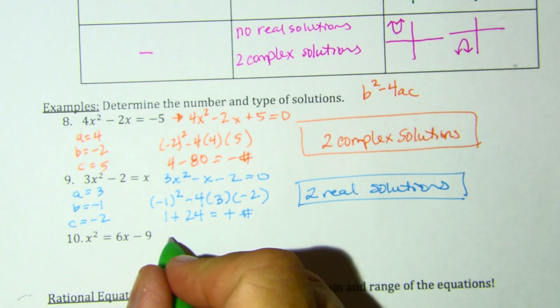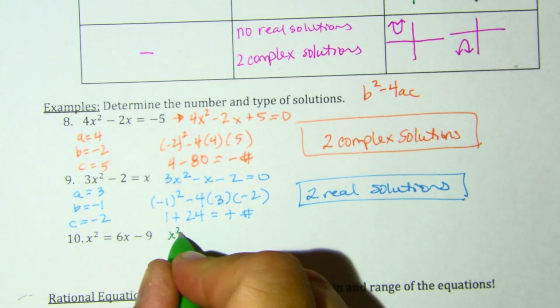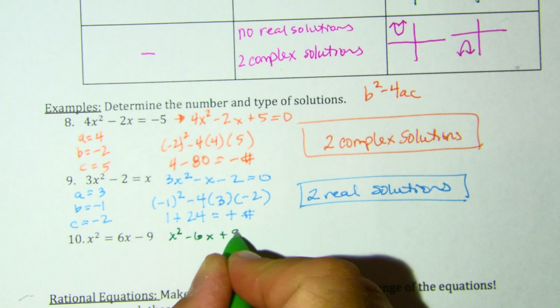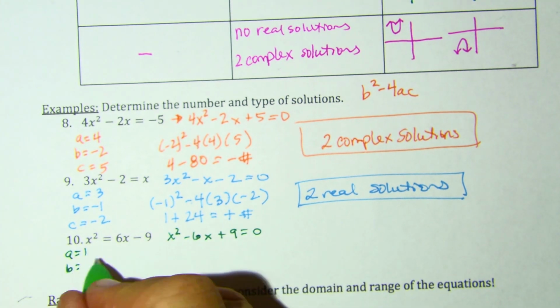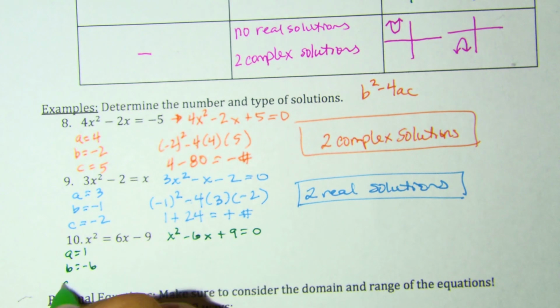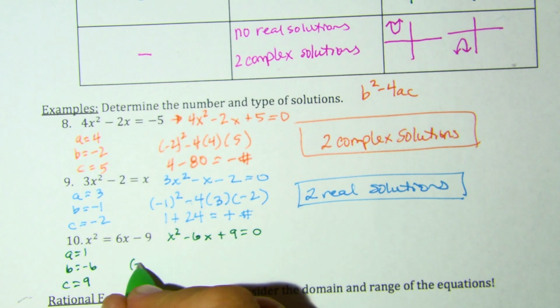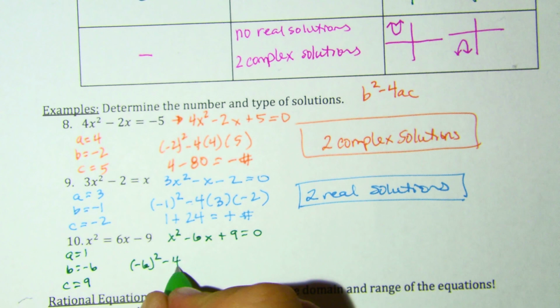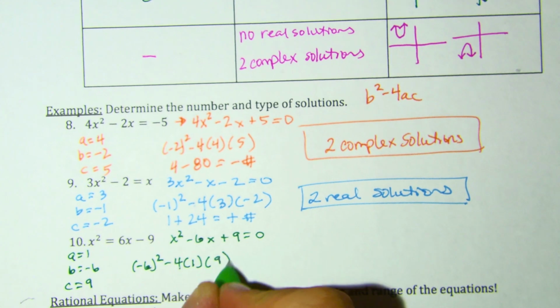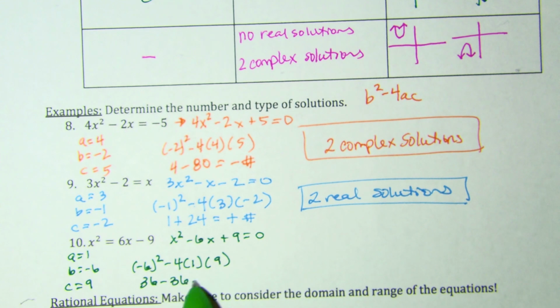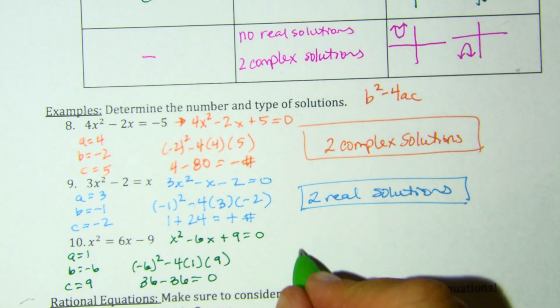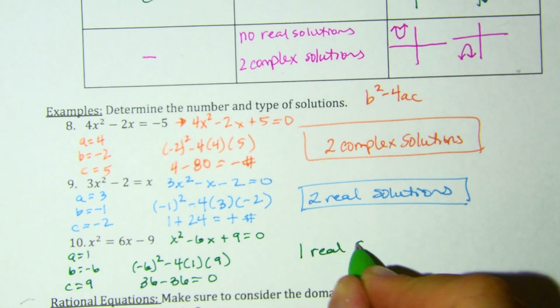This next one, let's go ahead and get it in standard form. X squared minus 6x plus 9 equals 0. A equals 1, b equals negative 6, and c equals 9. So b, negative 6 squared minus 4 times a times c. That's going to give me 36 minus 4 times 9 is 36. That equals 0 exactly, so that means I have 1 real solution.